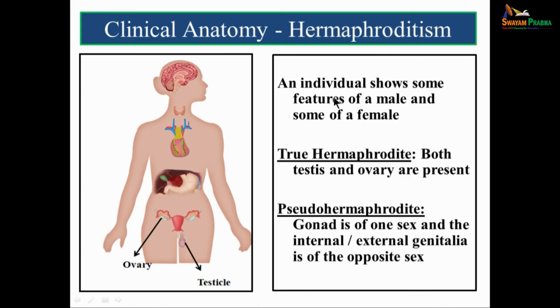Hermaphroditism. An individual shows some features of a male and some of a female. True hermaphrodite, in this case, both testis and ovary are present. In case of pseudohermaphrodites, the gonad is of one sex and the internal or external genitalia is of the opposite sex.